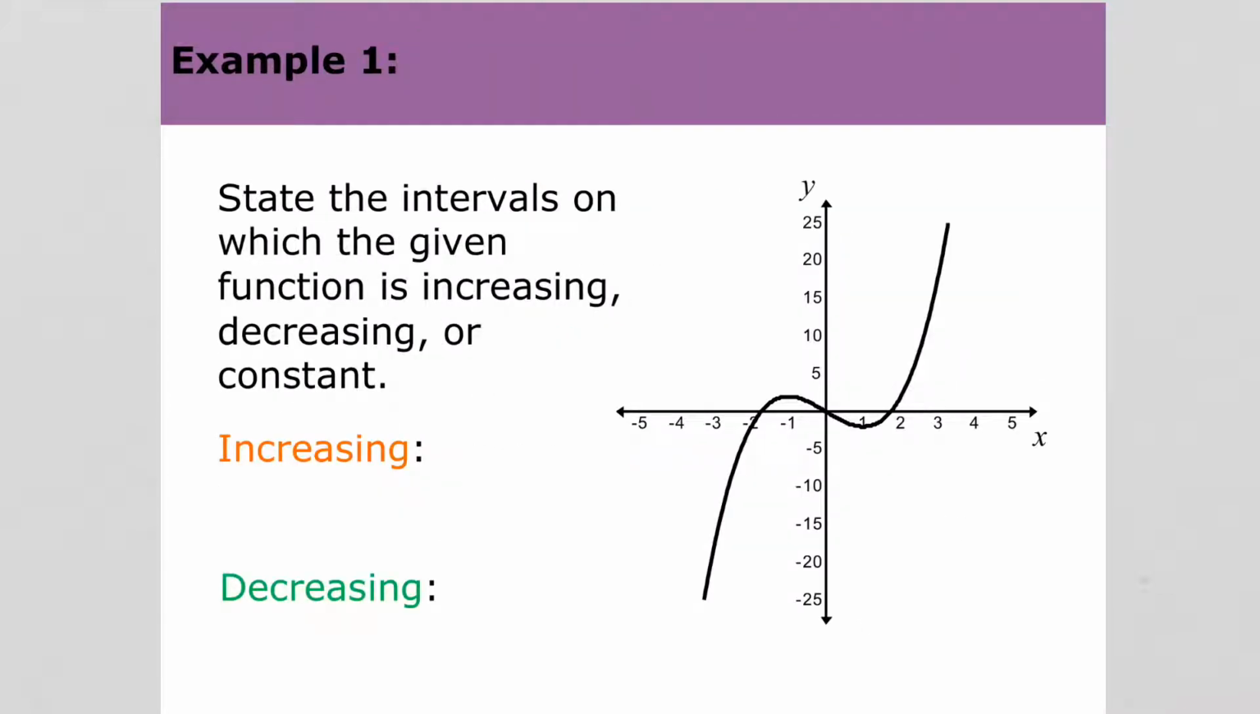So an example here, where is this graph increasing? And we are assuming that there are arrows on here. So it's increasing from left to right, from negative infinity up to about -1. So increasing from negative infinity to -1.